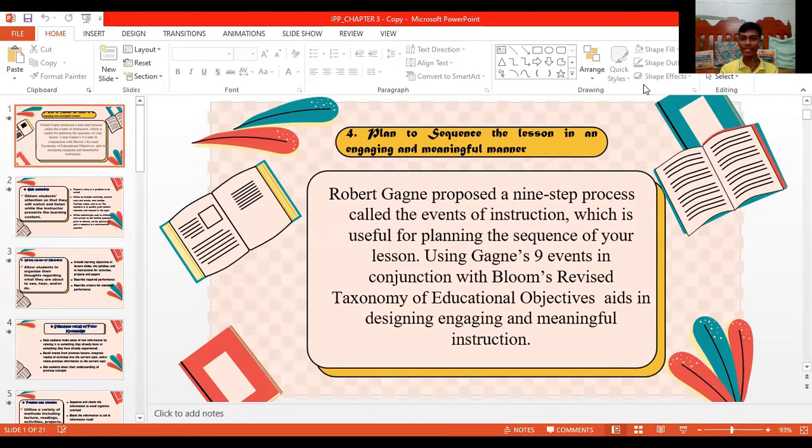Good day, everyone. I'm Reymark Magudang, and I will be discussing the remaining steps for preparing a lesson plan before class instruction. Number 4 is to plan to sequence the lesson in an engaging and meaningful way.